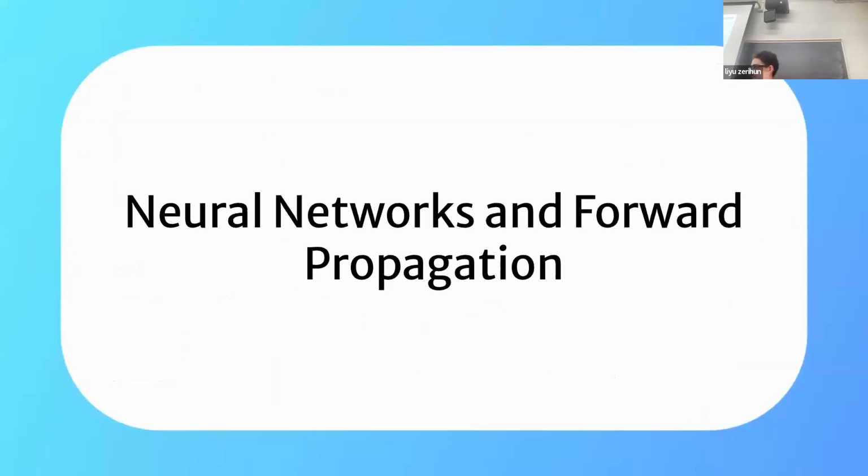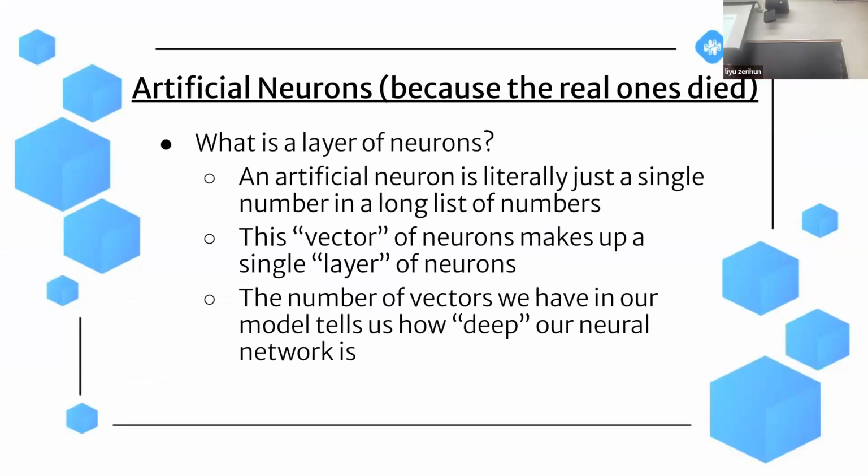Okay. So now that we talked about data sets, let's talk about the actual process of passing data forward through the model. So the basis of our neural networks is something called an artificial neuron. And you can think of a layer of neurons in a network as just being a list of numbers, like a vector. And so the neuron itself is just going to be a single number in this giant vector.